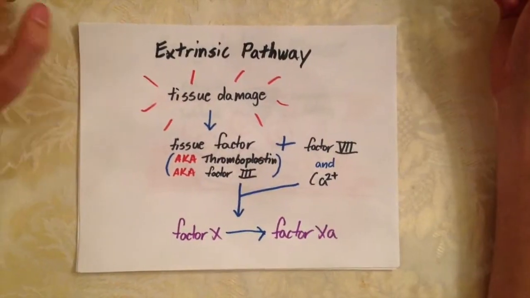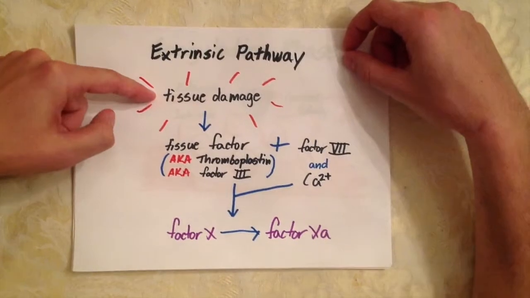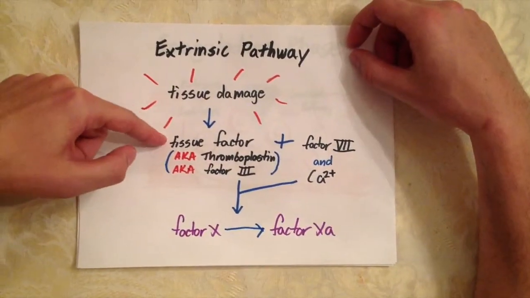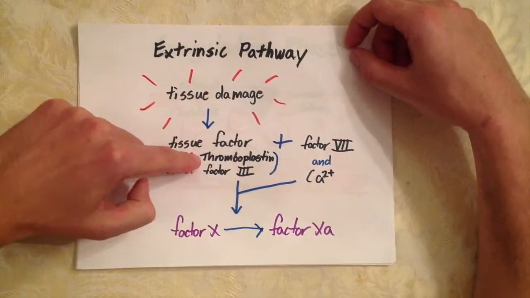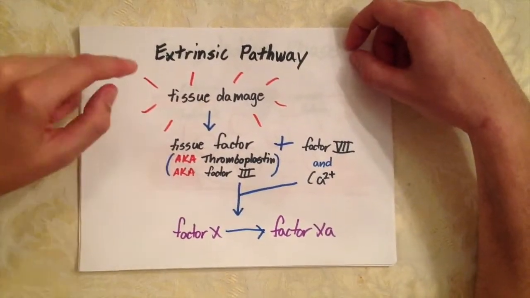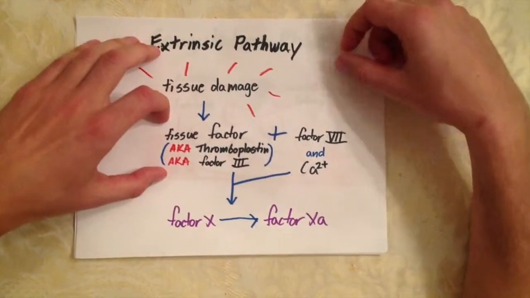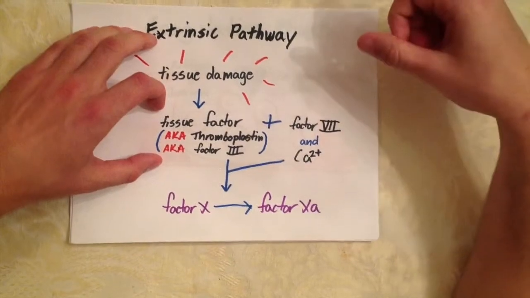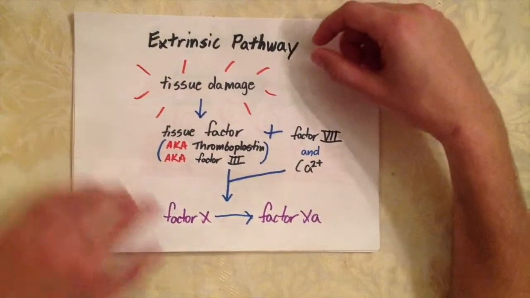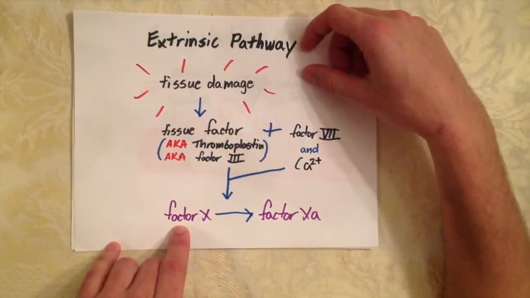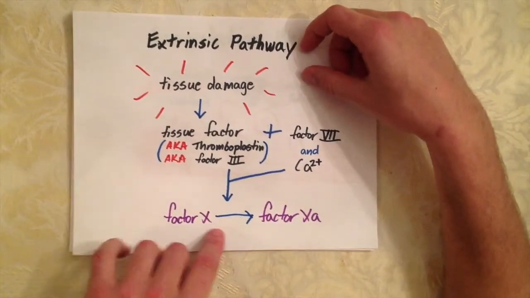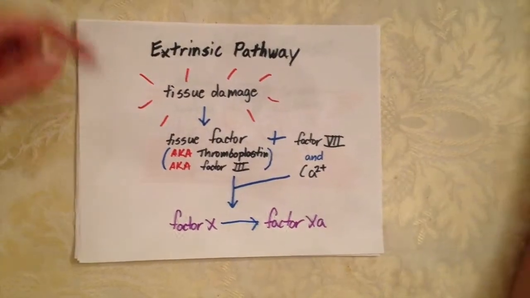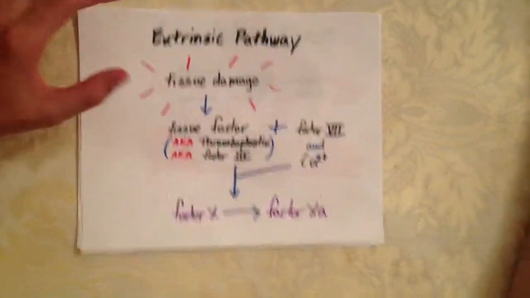The extrinsic pathway. So when the blood cell is damaged, it releases a tissue factor. This tissue factor can also be called thromboplastin or factor 3. So this tissue factor, along with factor 7 and the calcium ion, take the inactive form of factor 10 and make it to the active form of factor 10. Factor 10 is also the beginning to the common pathway.